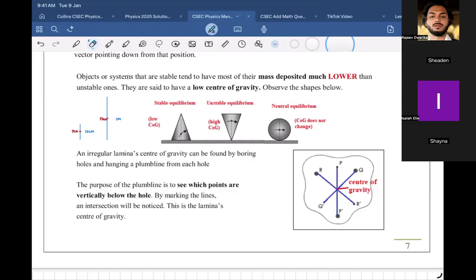So yeah, when you finish, copy down how the center of gravity of an irregular lamina can be found. Send me a picture, and whoever has the best diagram, I'll post on my status and tag them.